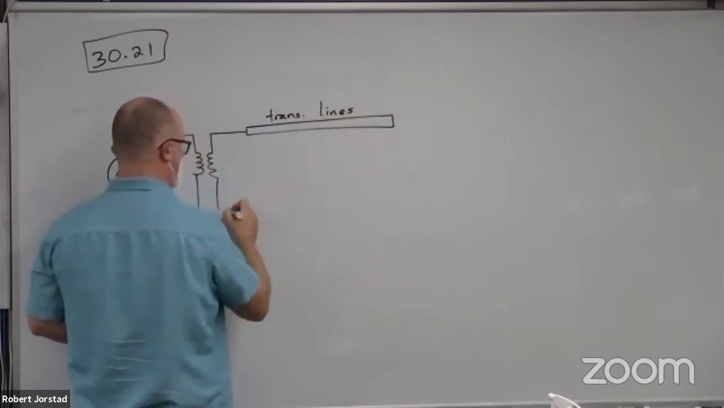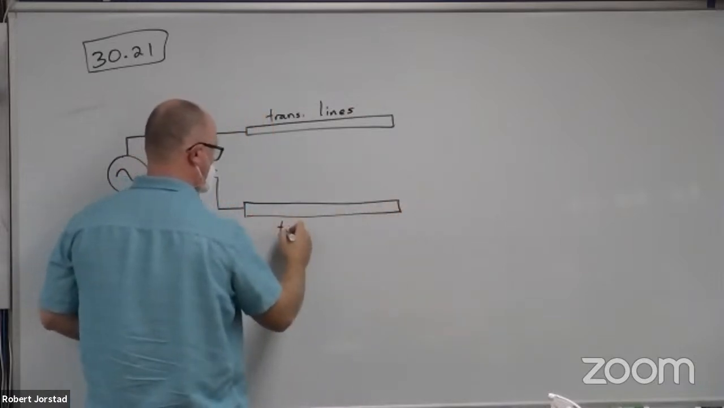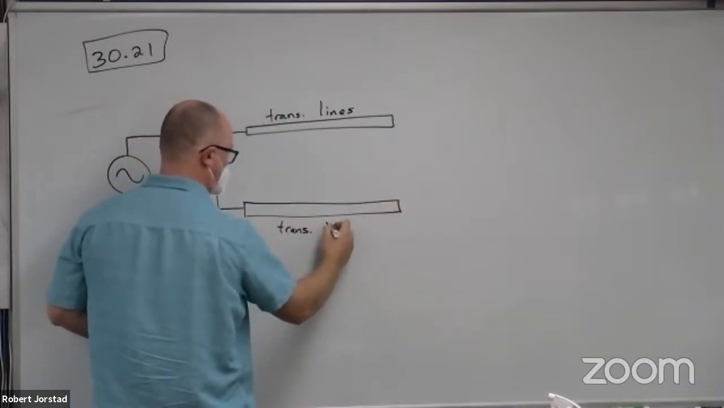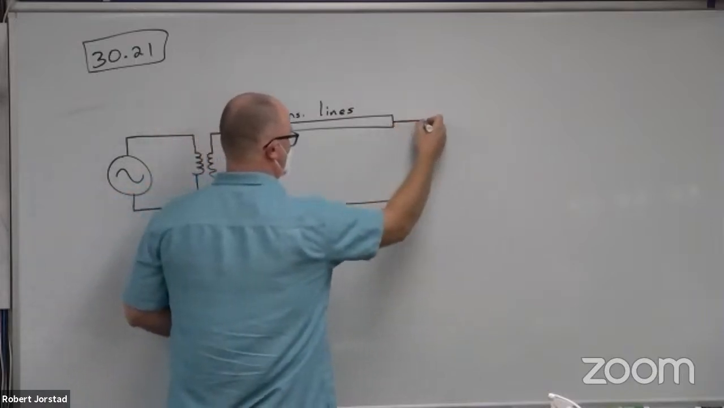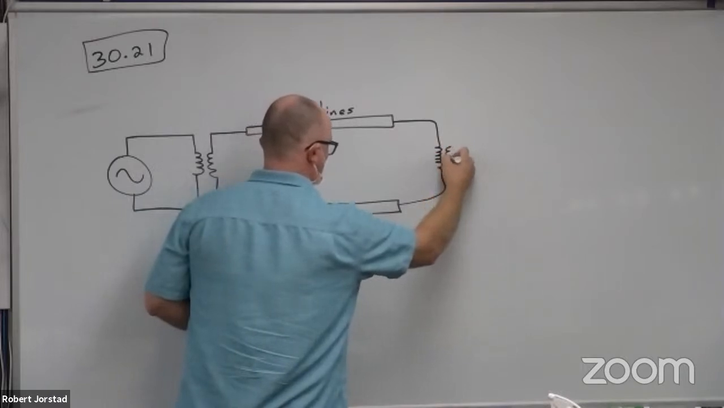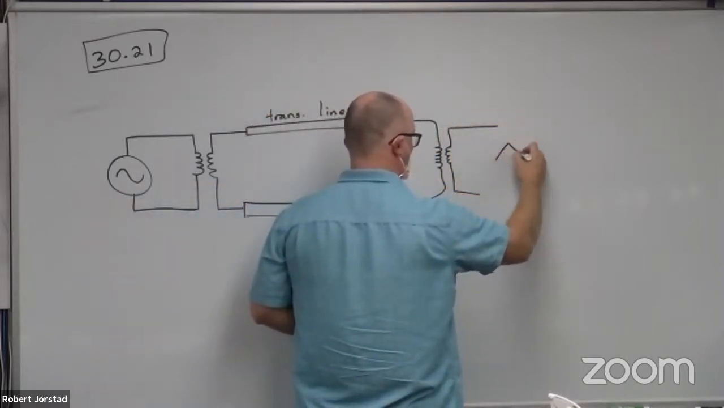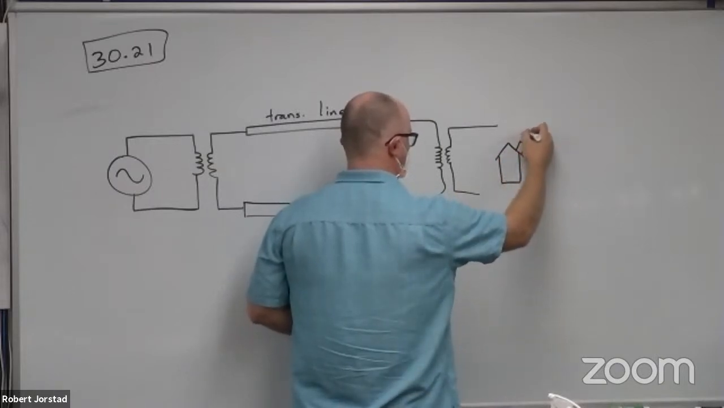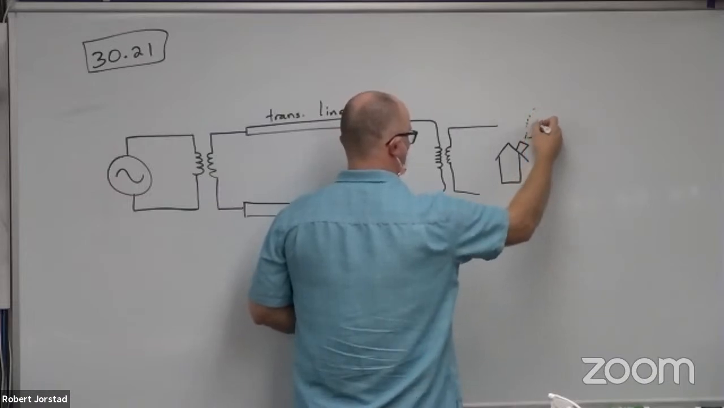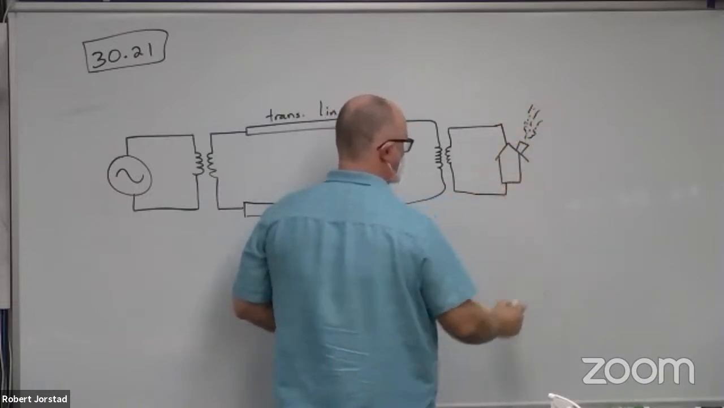We have transmission lines here. And we have another transformer here. Then we have grandma's house. But she doesn't need a chimney anymore because she's got all this great electricity. All right.